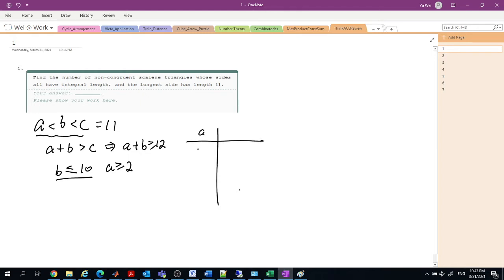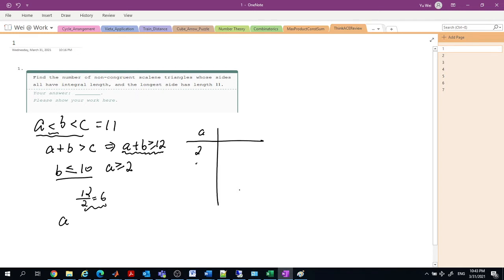So A is 2. We see A plus B is greater than or equal to 12, and A should be less than B. So 12 divided by 2 is 6. So half of 12 is 6, and 6 has the most possibilities. Now let's list it.